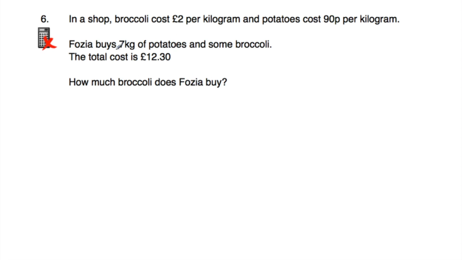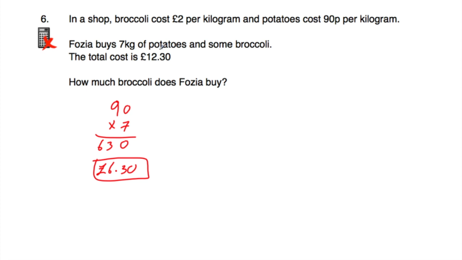So to start off with, we know that Fozia buys 7 kilograms of potatoes and they cost 90p per kilogram. So if we multiply 90 by 7, we can find the cost of the 7 kilograms of potatoes. So if we take our 90p and multiply by 7, so 7 times 0 is 0, and 7 times 9 is equal to 63. So it costs 630 pence, or £6.30. So that means the potatoes cost £6.30. So that's how much he spends on potatoes.